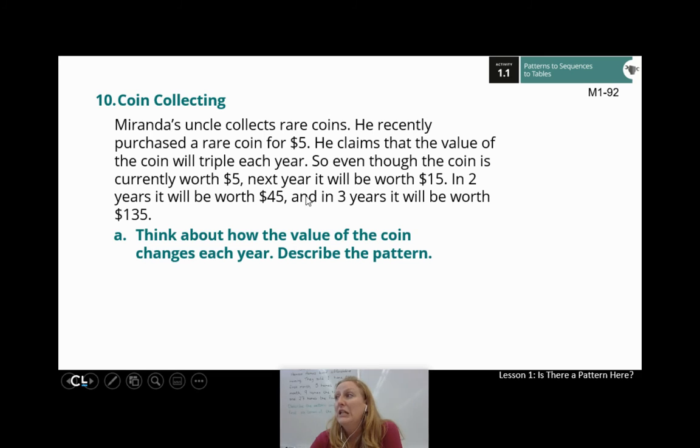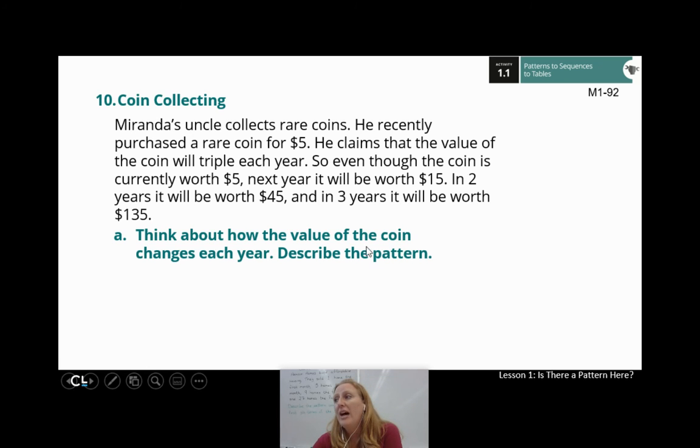So Miranda's uncle collects rare coins. He recently purchased a rare coin for $5. He claims that the value of the coin will triple each year. Triple, that's 3 times, right? So even though the coin is currently worth $5, next year it will be worth $15, in 2 years it'll be worth $45, and in 3 years it'll be worth $135.